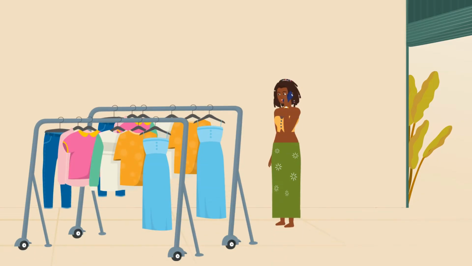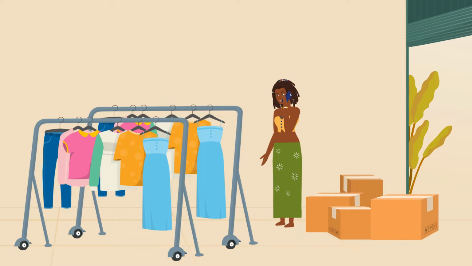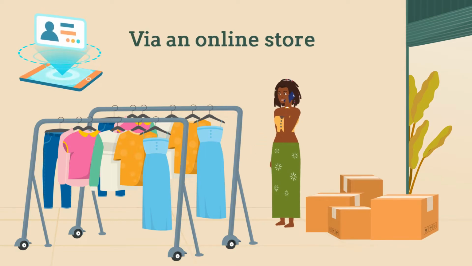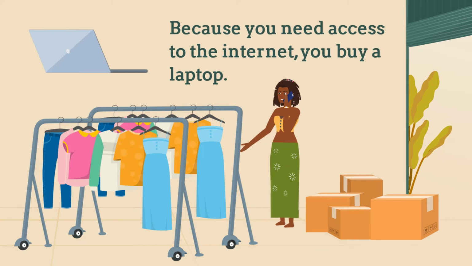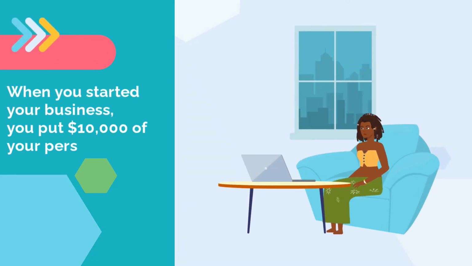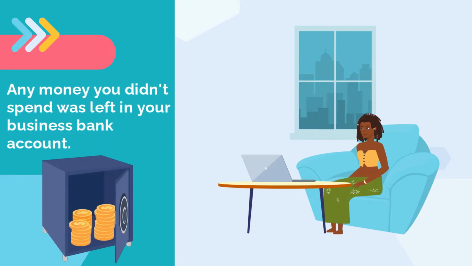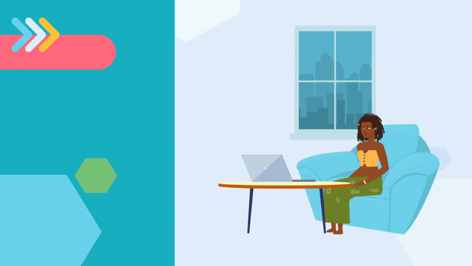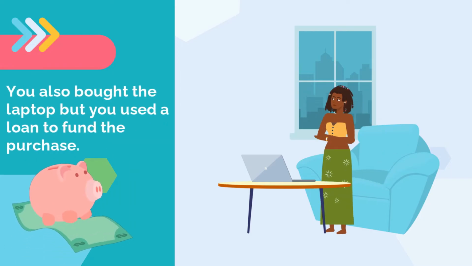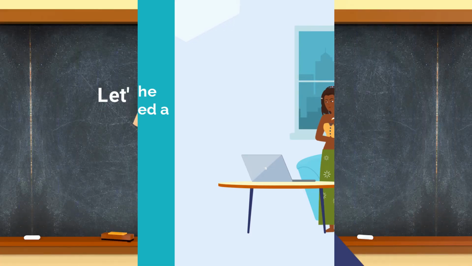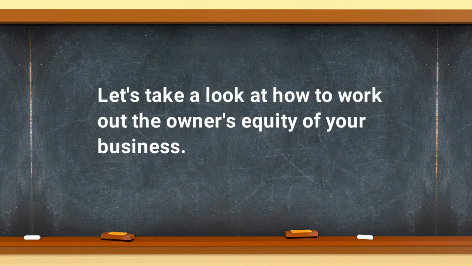Let's say you run a small online retail business from your garage. You buy inventory from your suppliers and sell it to your customers via an online store. Because you need access to the internet at all times, you decide to buy a laptop as backup in case your computer breaks. When you first started your business, you put $10,000 of your personal money into your business's bank account to buy inventory and the computer. Any money you didn't spend was left in the business's bank account in case you needed it. You also purchased the laptop, but you used a loan to fund the purchase. So let's have a look at how to work out the owner's equity of your business.